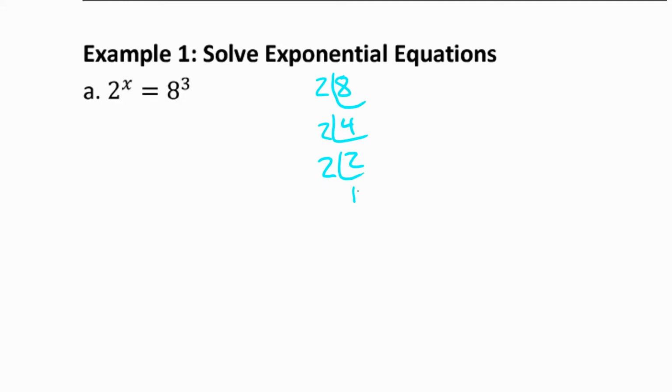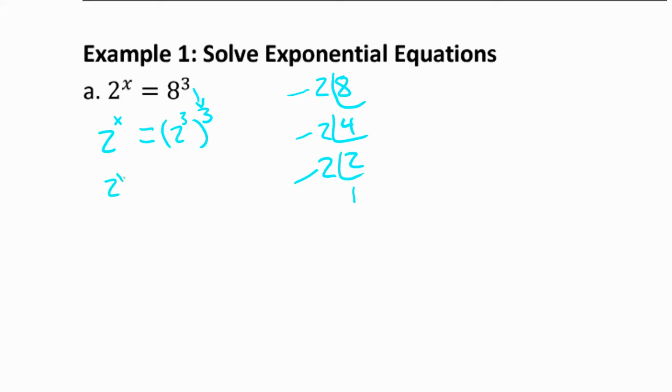So that means that 8 is made out of 2's, and it's made out of 3 of them. Don't forget there was already a 3 exponent there. So this 3 is the 3 that was already there, and the 3 inside is from counting up how many 2's there were from hedging. 1, 2, 3. Now we can keep simplifying.